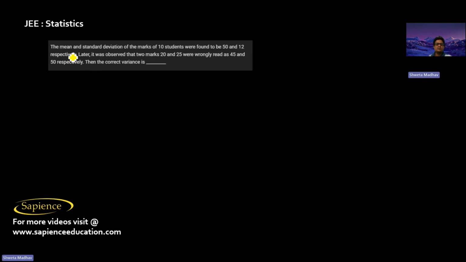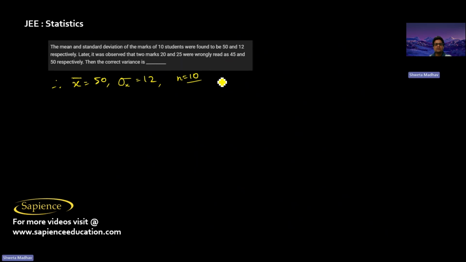Then here it is told the mean and standard deviation of the marks of 10 students are found to be 50 and 2 respectively. Later it was observed that 2 marks 20 and 25 were wrongly read as 45 and 50 respectively. Then the correct variance is. Now the mean x bar is 50, the standard deviation sigma x is 12, and the number of students n is 10.